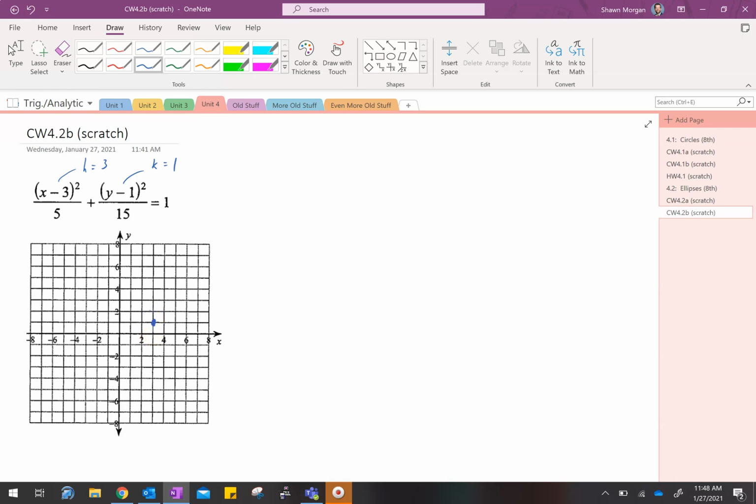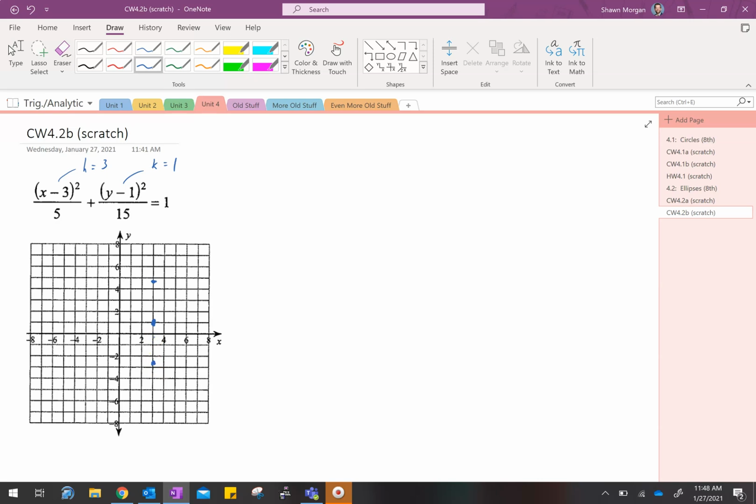my center. Okay, and then as I said, we're going to go square root of 15 up and down, so that's just a little less than 4. So we're going up 1, 2, 3, 4, and just a little less than that. It's on the picture here. We'll put a little dot right there, and then similarly, we're going to go down 1, 2, 3, 4, a little less than 4.